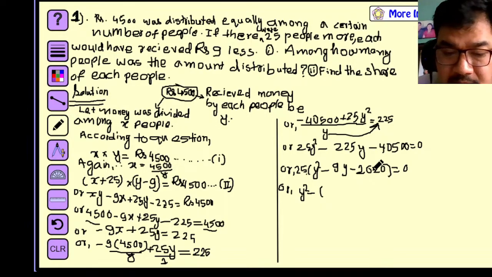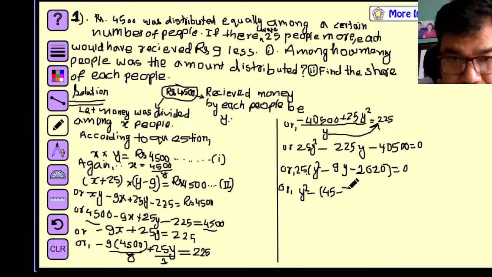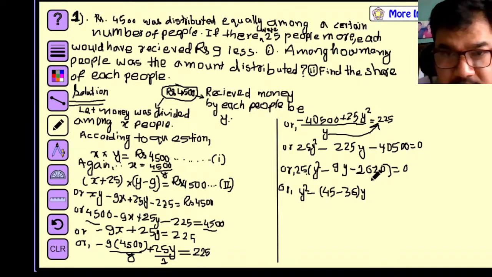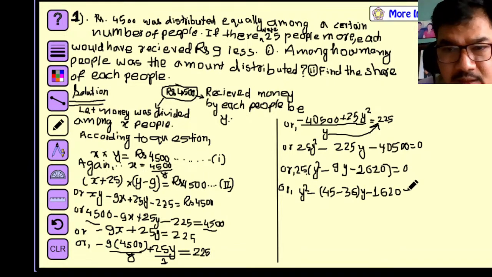45 minus 36. Yes, and 45 into 36. Right. The middle term will be 45 minus 36. It will come 9, and 45 into 36 will come 1,620. Right, it is the same. Solve like this. 1,620 will be here, equals to 0.